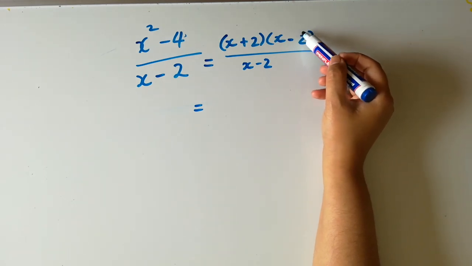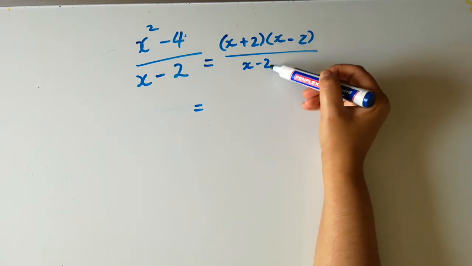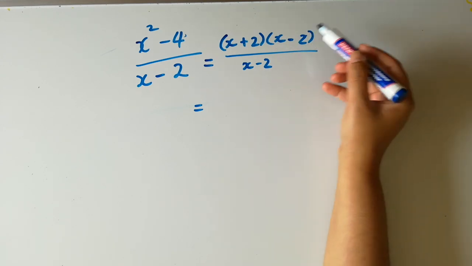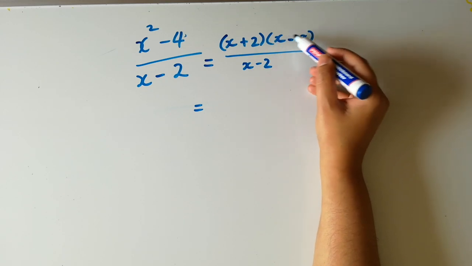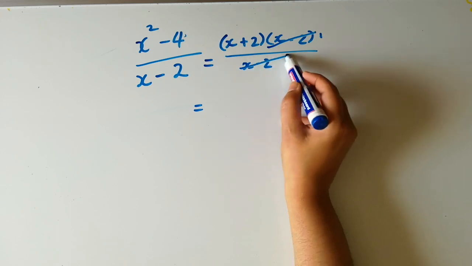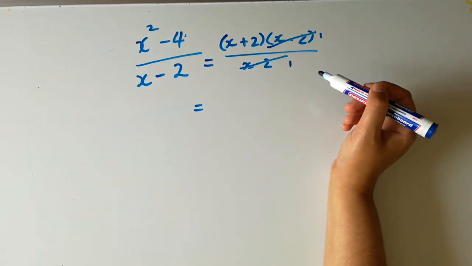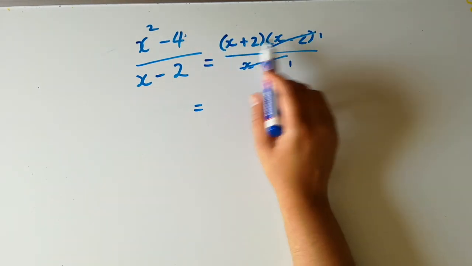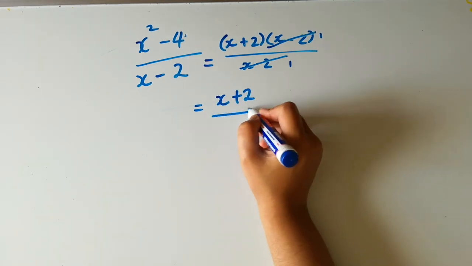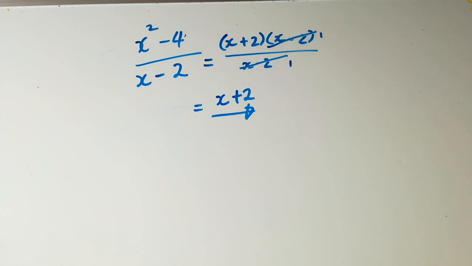Now we can see on the top and the bottom we have x minus 2. When I strike this off, remember, I'm not getting rid of it. I'm dividing it by itself. So I'll divide x minus 2 by x minus 2 and I'll get 1. X minus 2 divided by x minus 2 and I'll get 1. So what am I left with here? I'm left with x plus 2. That is my final answer.